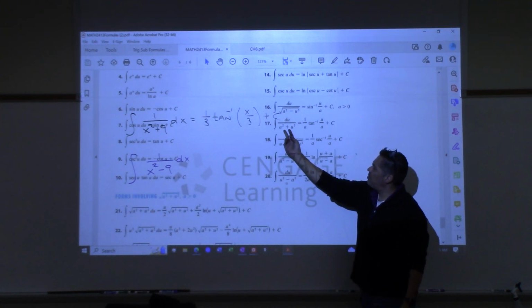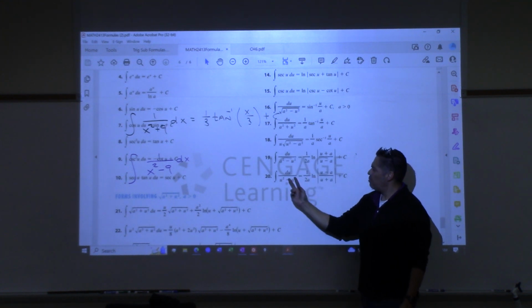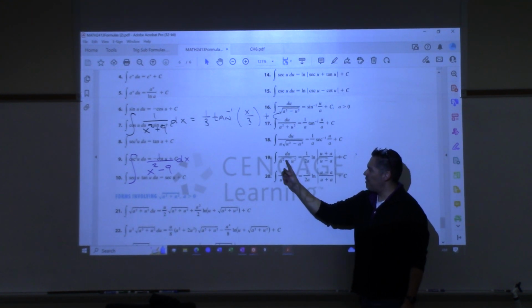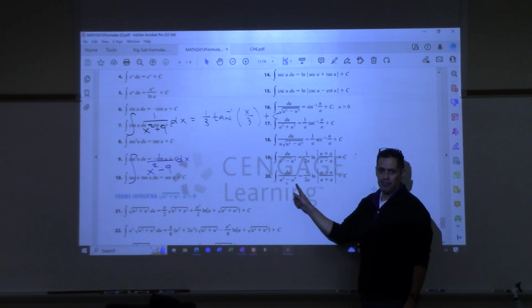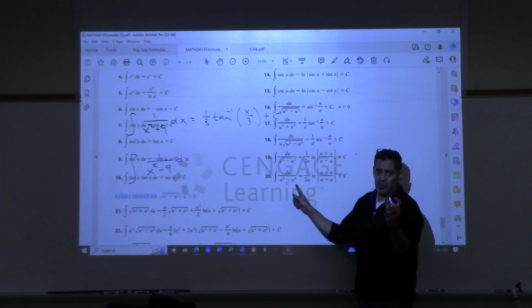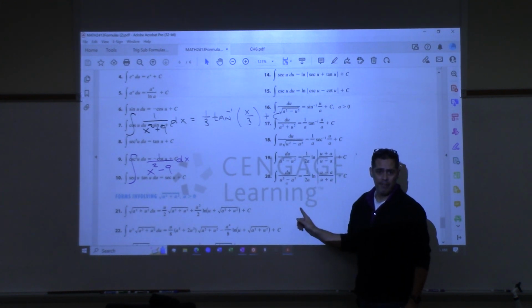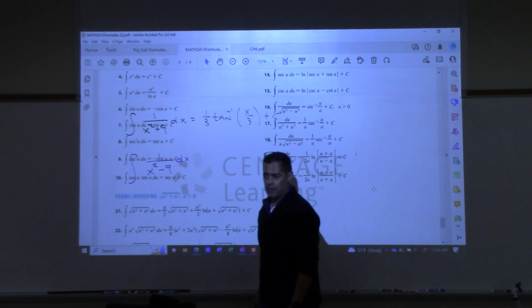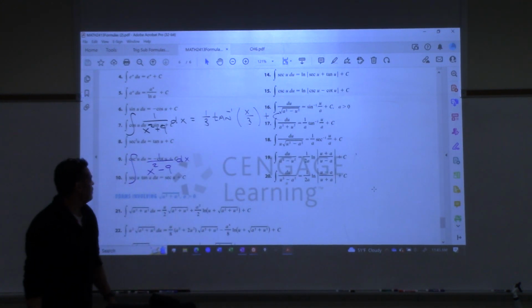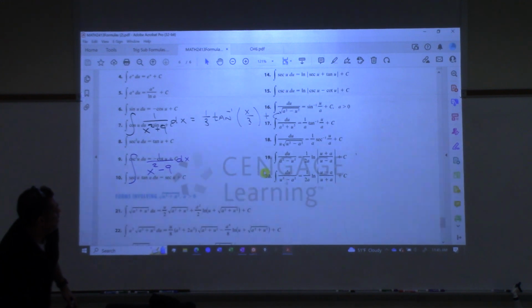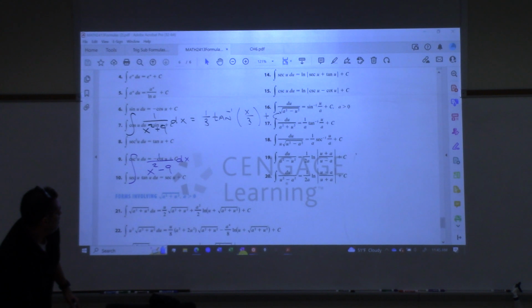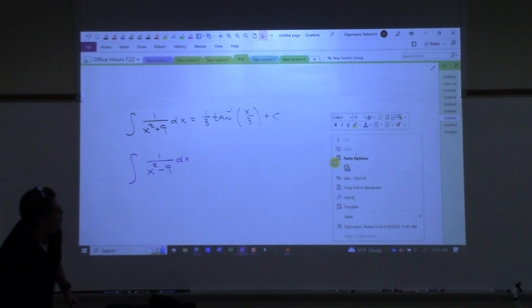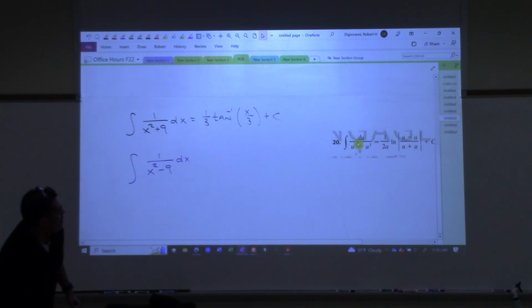This one has a sum of two squares. This one has a difference of two squares where you have the constant before the variable. This one is the variable before the constant. So if we see a constant over a quadratic without an x term in the middle, it's going to be one of these three. So we're going to use this formula right here, right? I'm going to use that one right there.